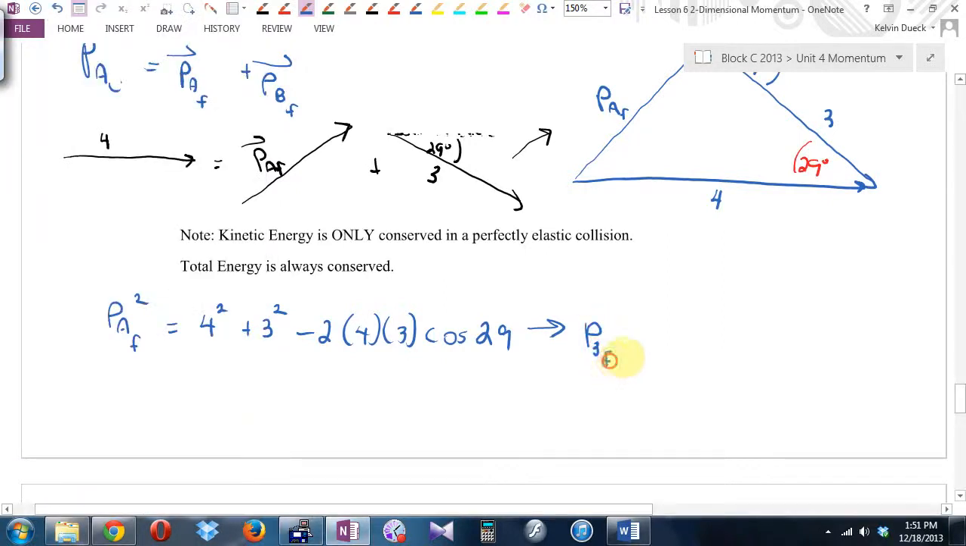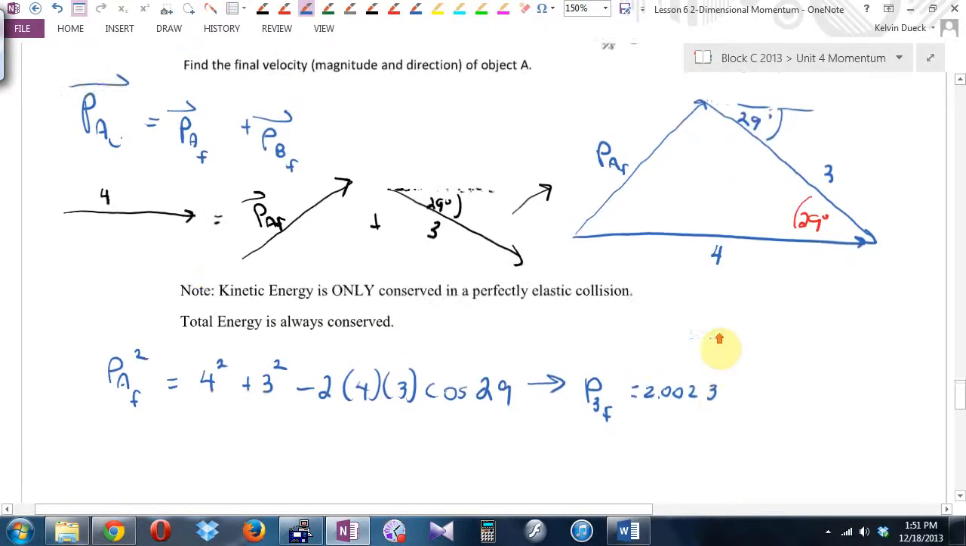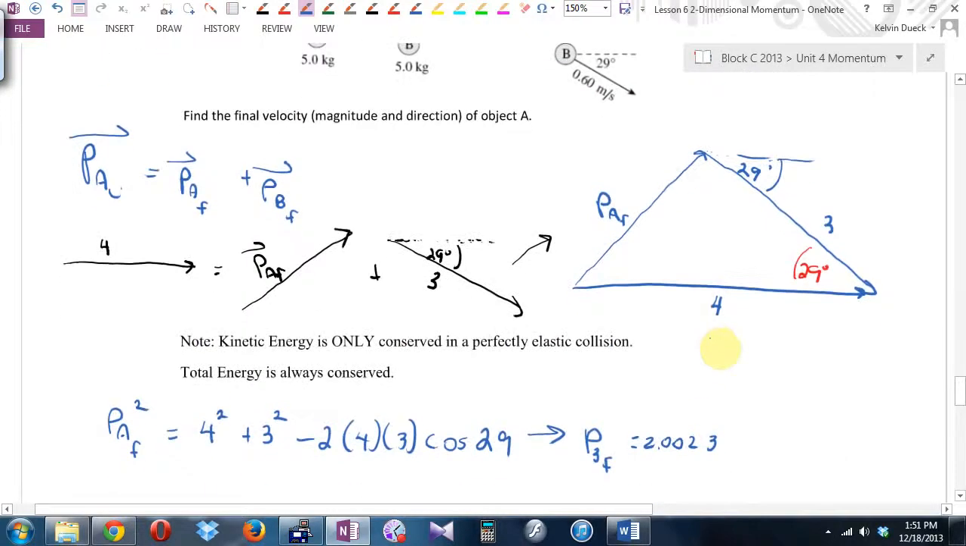Momentum of 3 final equals 2.0023. That's not what they asked me to find. I found the final momentum. What did they want me to find? The final what?